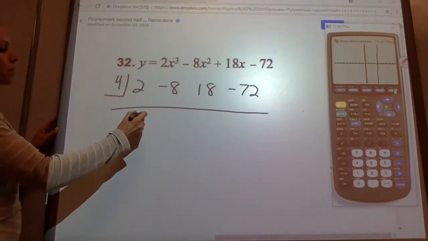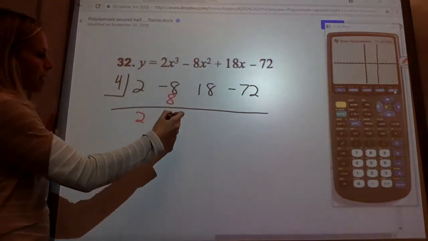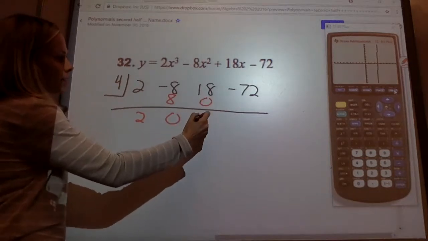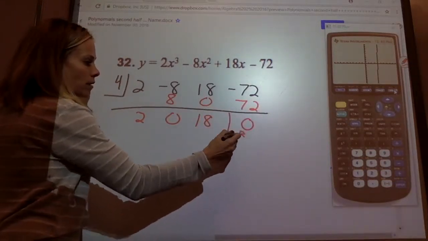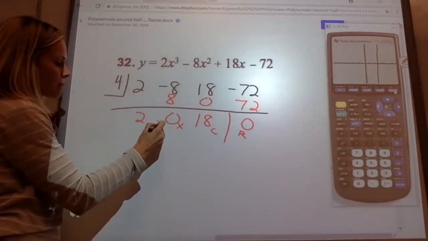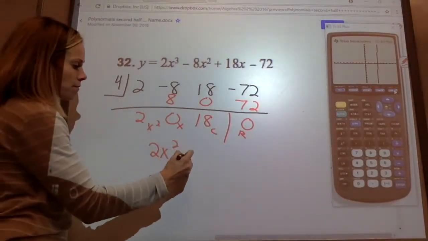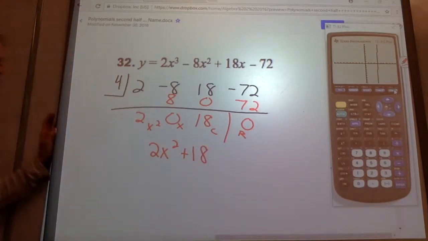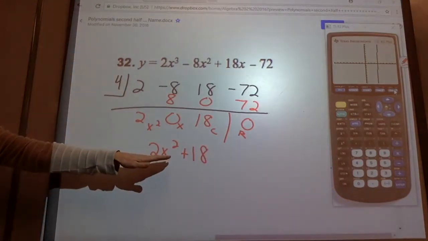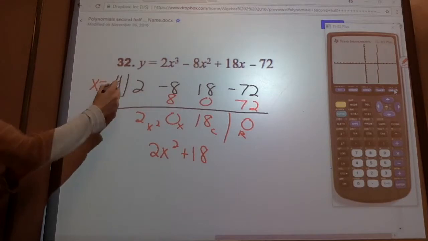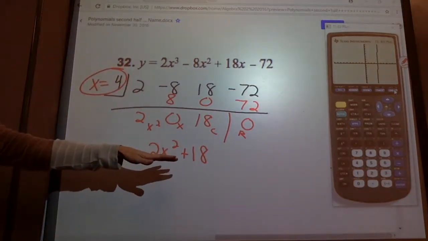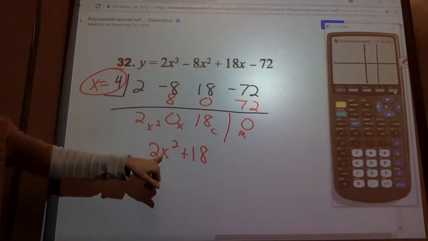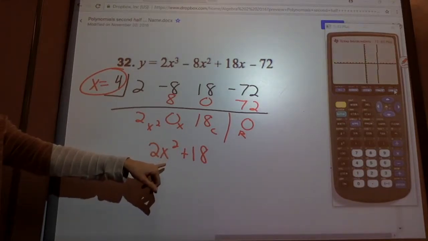Bring down your first term, multiply, add, multiply, add, multiply, add. So remainder, constant, x, x squared. So look at this quadratic that I have. Okay. To find my last 2 roots, right, I know x is 4, that's a root, but I need 2 more. I can do quadratic formula, but the easiest way on this one, since I only have an x squared, is just set it equal to 0 and solve. That'll be the fastest way.